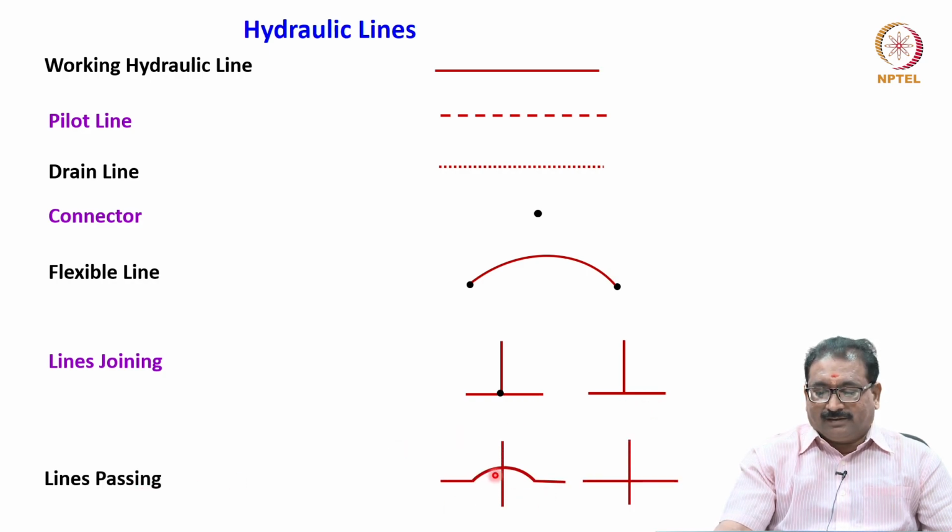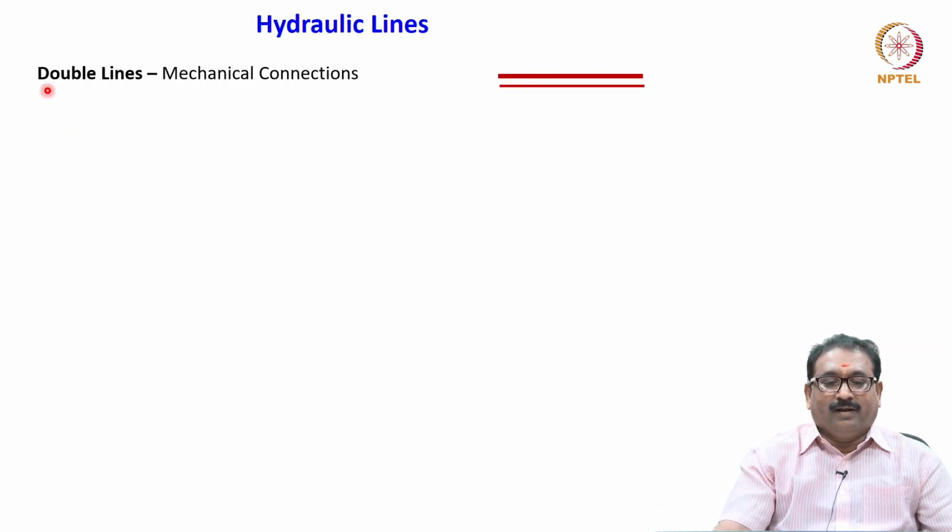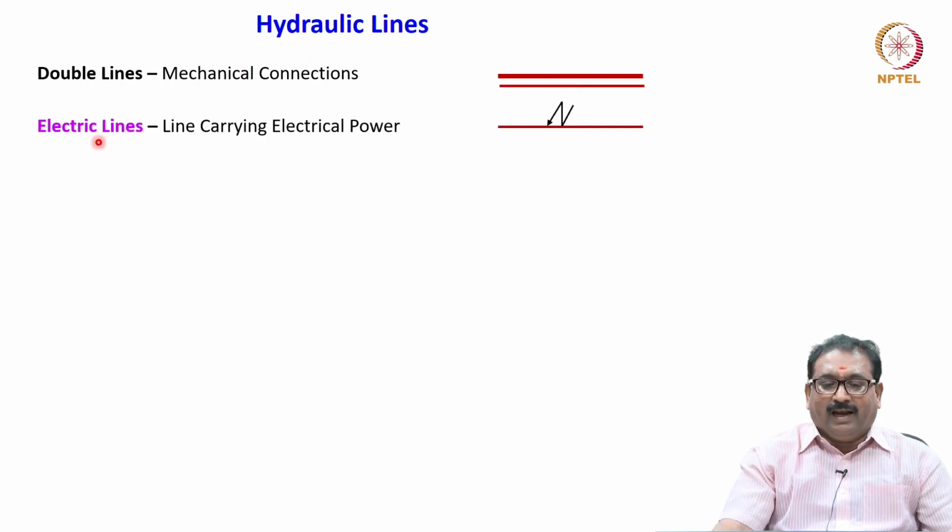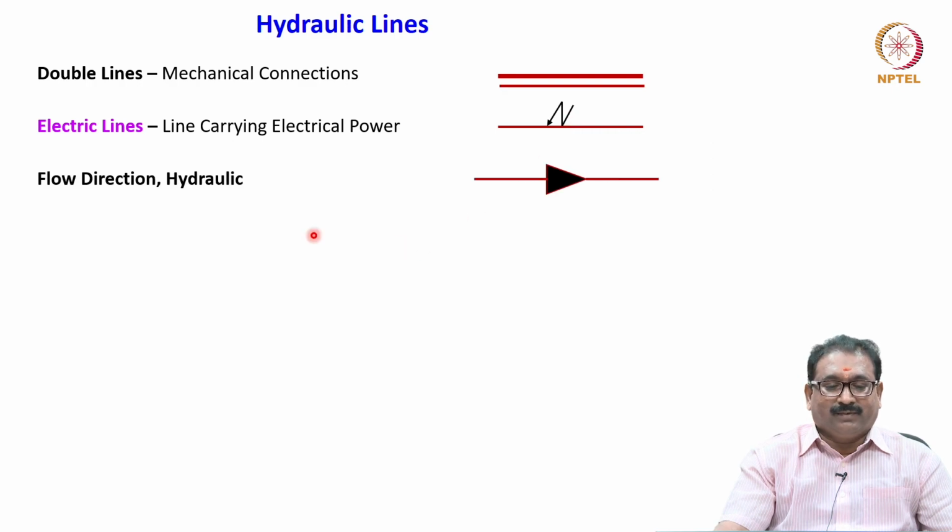Line passing, the connections are represented like this. Double lines are used for mechanical connection. When I use the thick and thin line, they are for the mechanical connections. Similarly, a line carrying electric power is represented like this. Flow direction in hydraulics is a filled triangle.